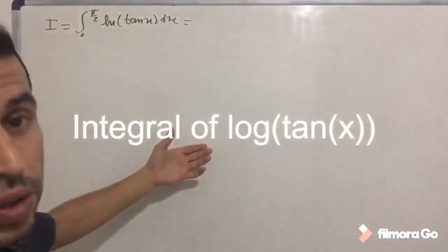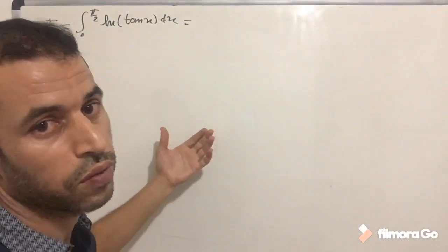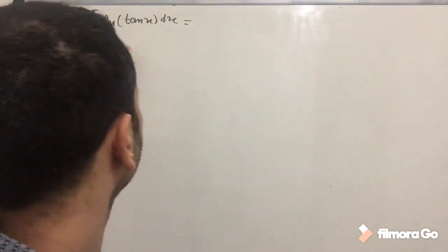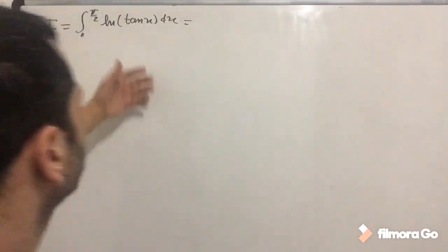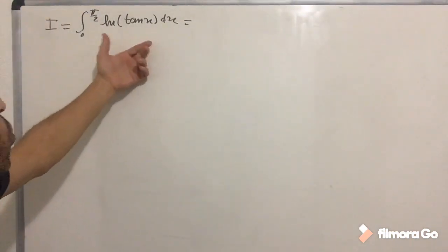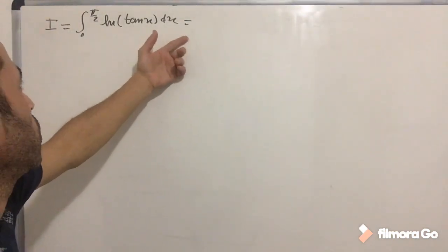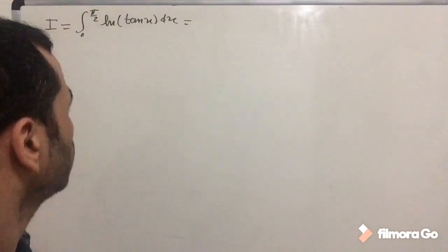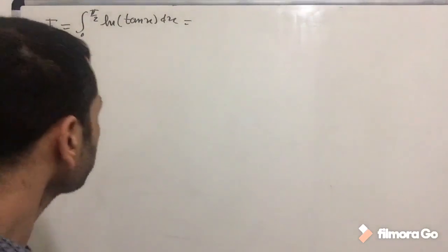Hi, good morning. Today's video we are going to evaluate this integral, natural log of tangent x dx from 0 to pi over 2. Previously we evaluated the integral natural log of tangent x plus 1 dx, but the bound was from 0 to pi over 2. Let's see today this one.